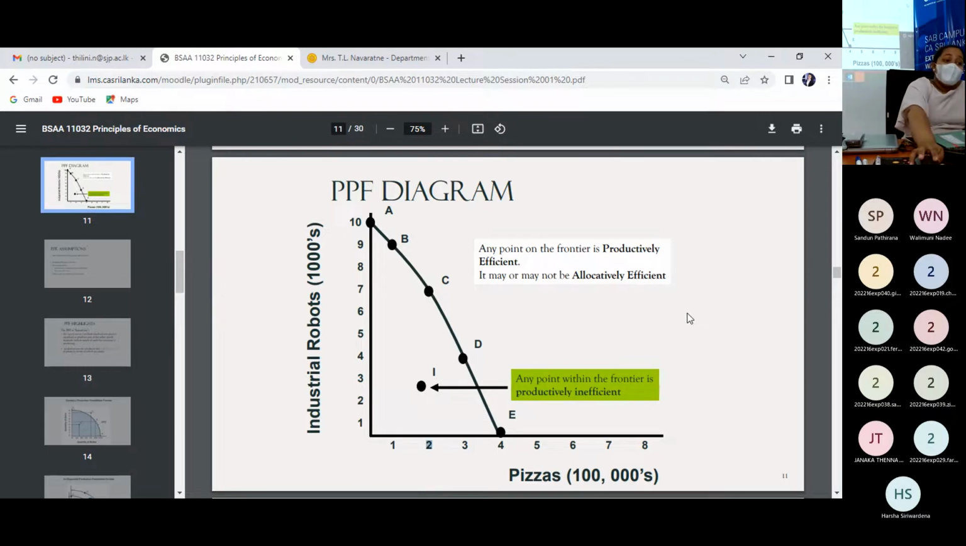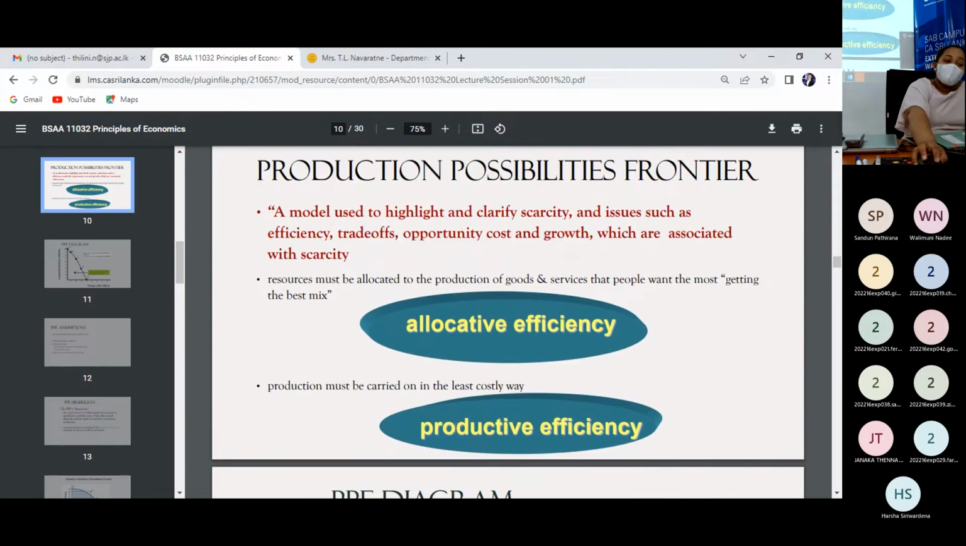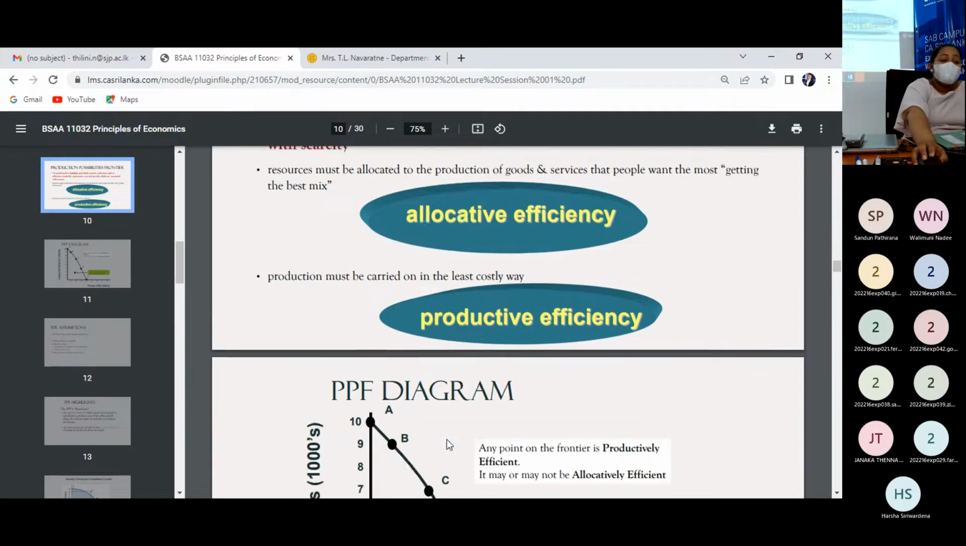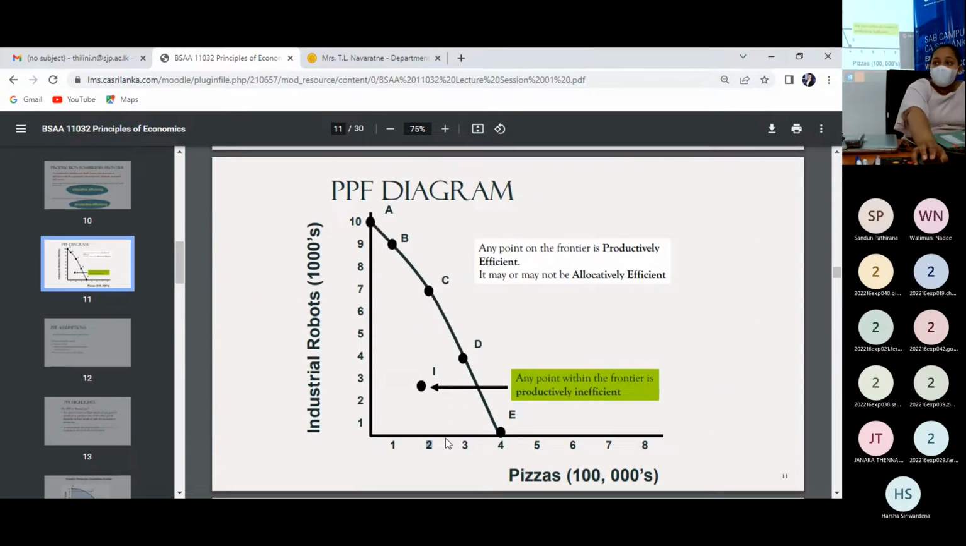We all know that. Now, I said we have allocative efficiency and productive efficiency. We want to represent it in this graph. How do we do that? Any point on the production possibility frontier is productively efficient. Any of these points on the frontier may be desirable to the people. Okay?